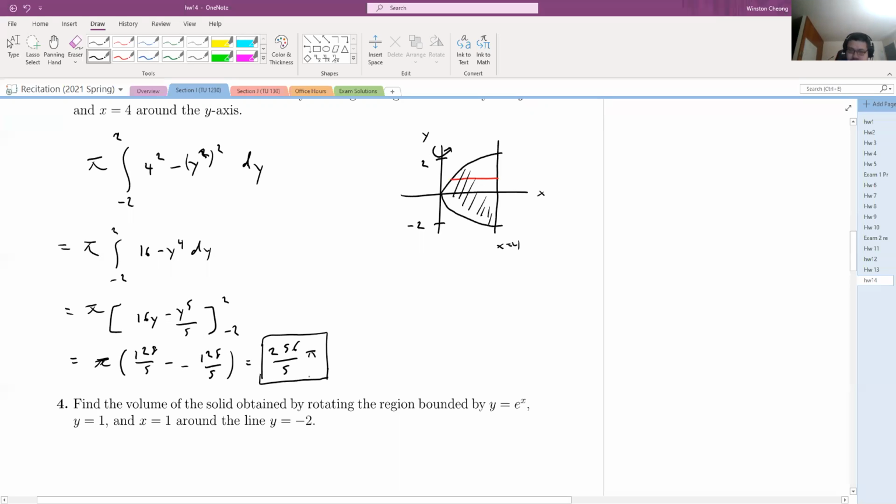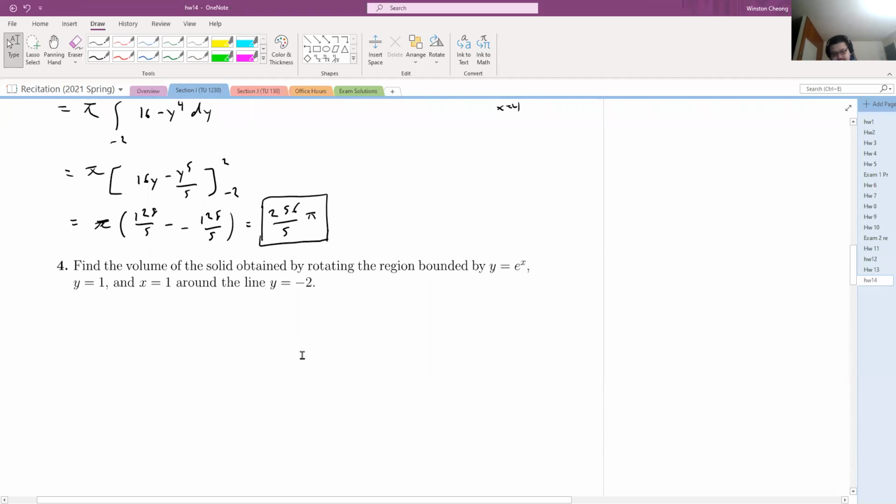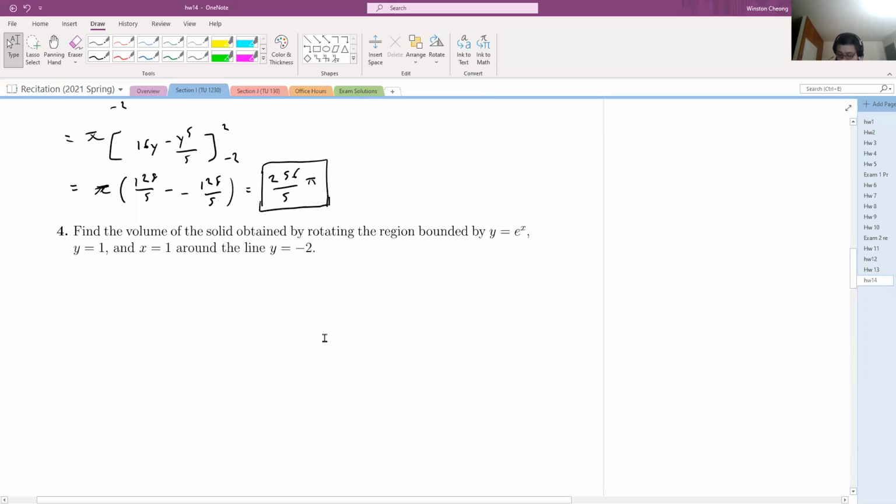Okay. All right, I want to leave the next 2 pages for next time. So I guess this will be our last problem for today.